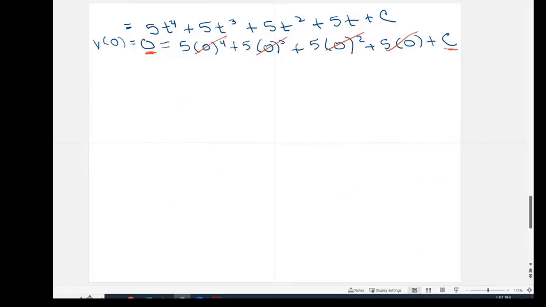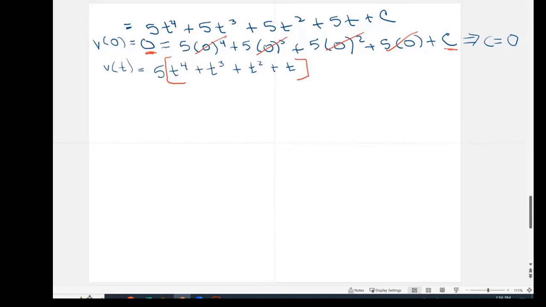V of t is equal to, everything's a 5. I can just factor out a 5. It might make the next thing easier. Let's see. 5 times t to the fourth plus t to the third plus t squared plus t. And we already said my c is equal to 0. It just disappears. And I have my velocity function.